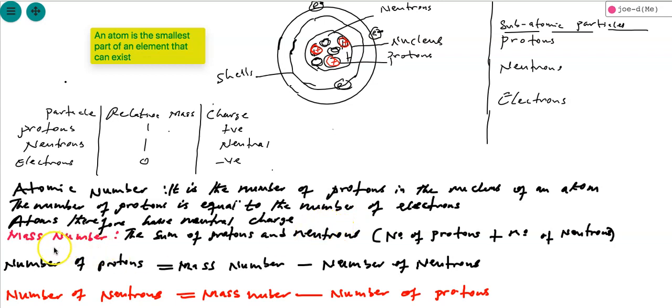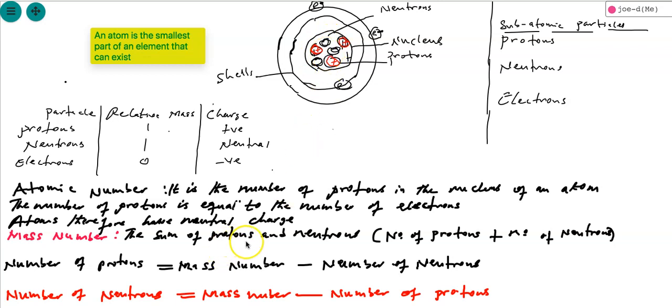Now, the next thing you have to know is mass number. Mass number is the sum of protons and neutrons. Remember, we said that the bulk of the mass of an atom is concentrated in the nucleus. Therefore, if we want the mass of an atom, we have to add the proton number to the neutron number in order to work out the mass of an atom.